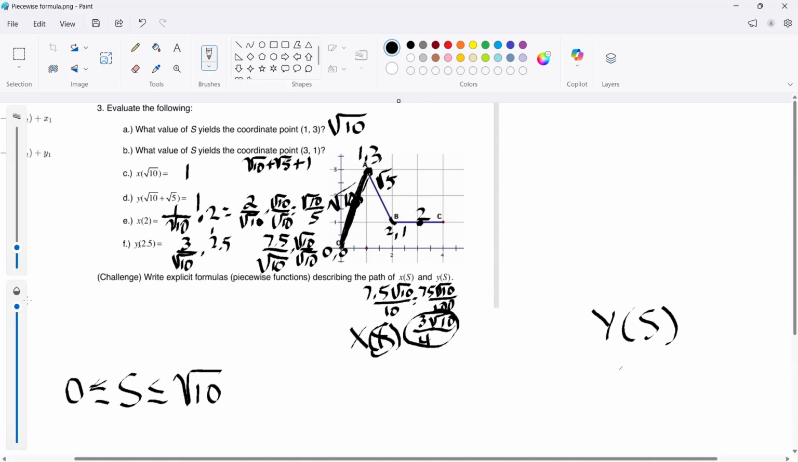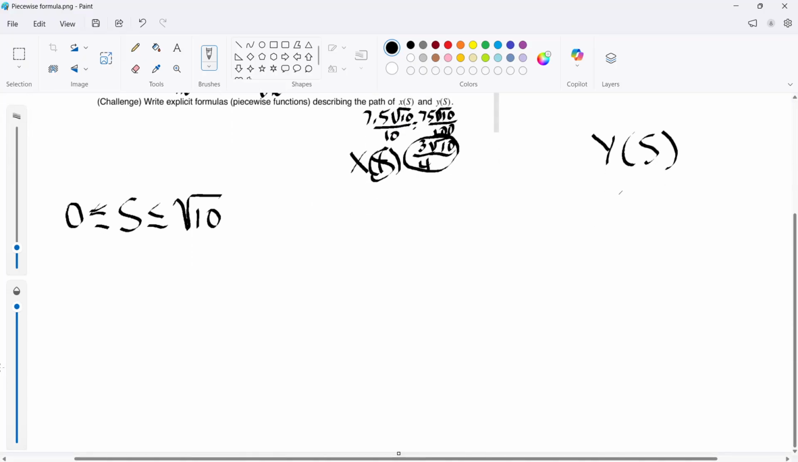All right, the next segment goes from square root of 10 to square root of 10 plus square root of 5. So square root of 10 is less than or equal to s is less than or equal to square root of 10 plus square root of 5. Okay? Oh, this last part shouldn't be less than or equal to. That should just be less than.